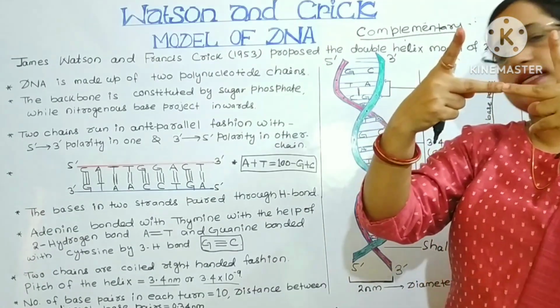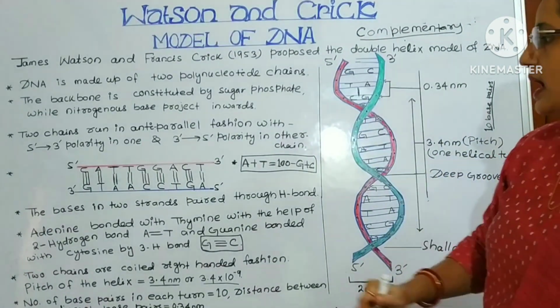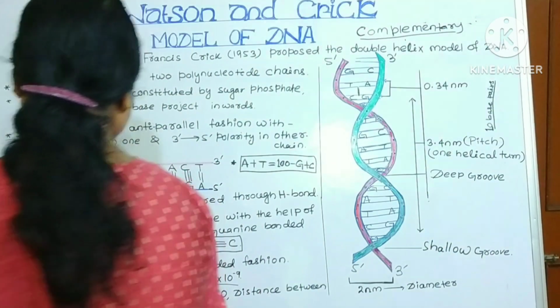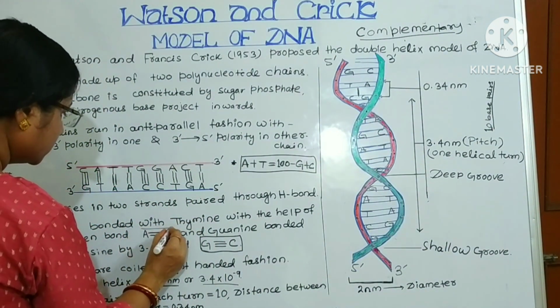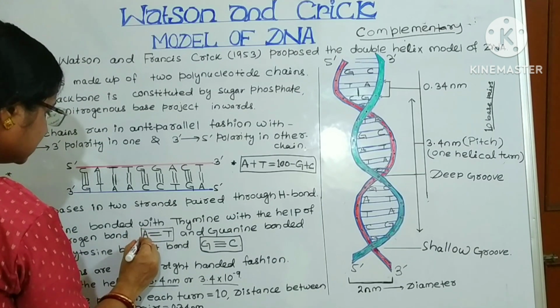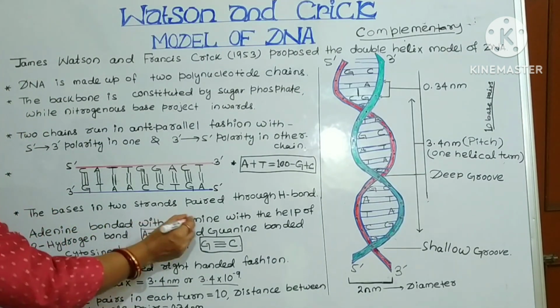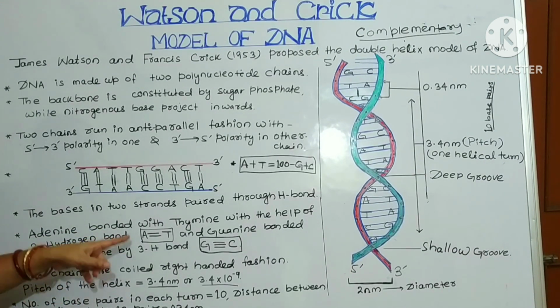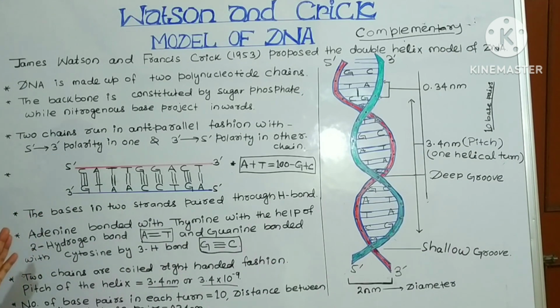Adenine is bonded with thymine with the help of two hydrogen bonds, and guanine is bonded with cytosine by three hydrogen bonds.